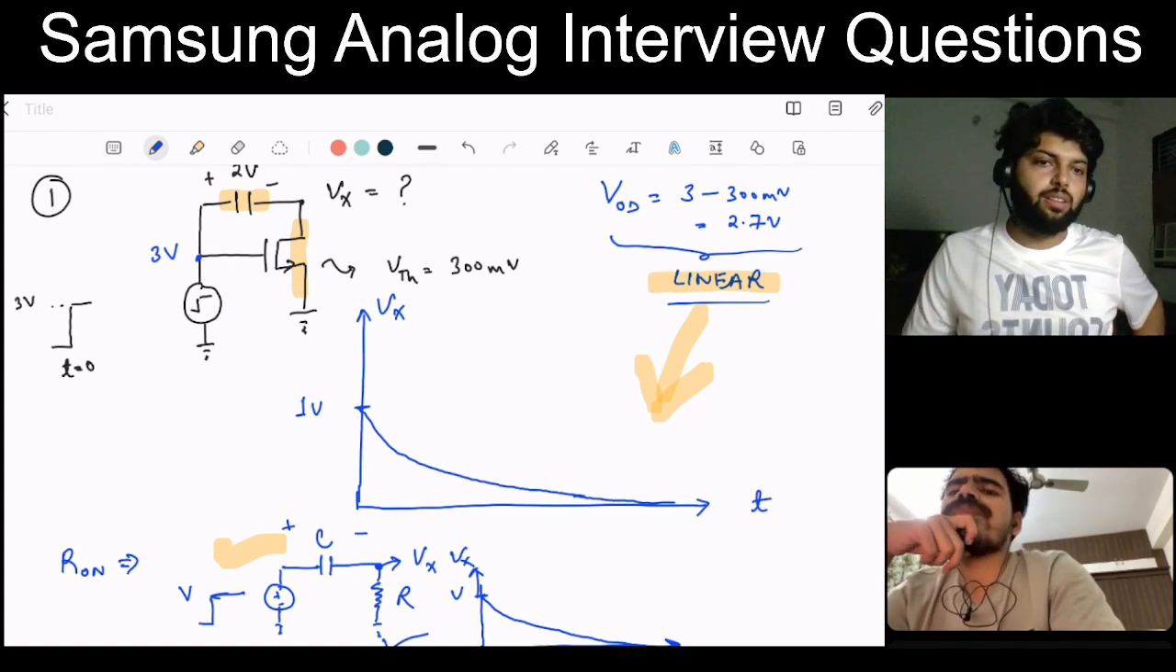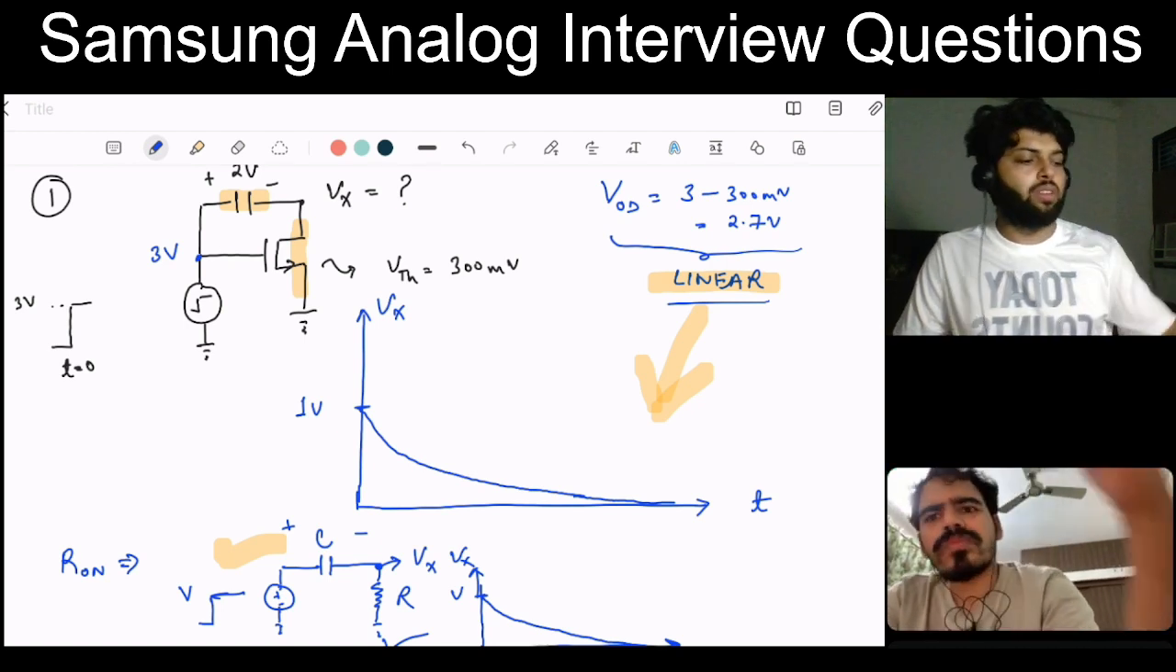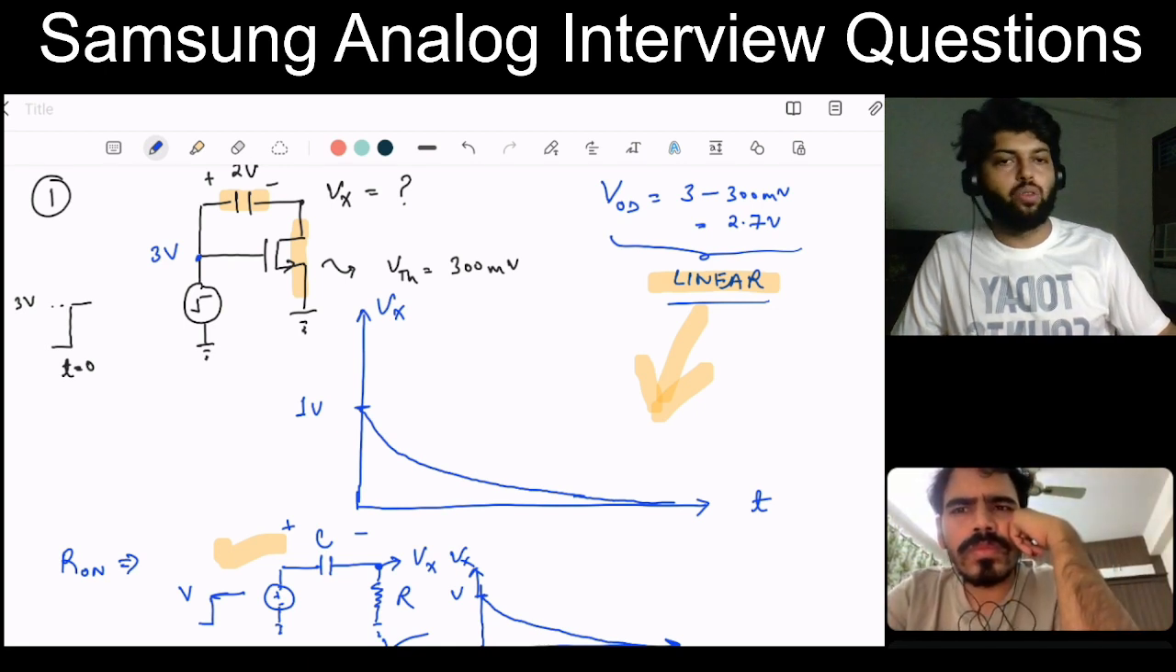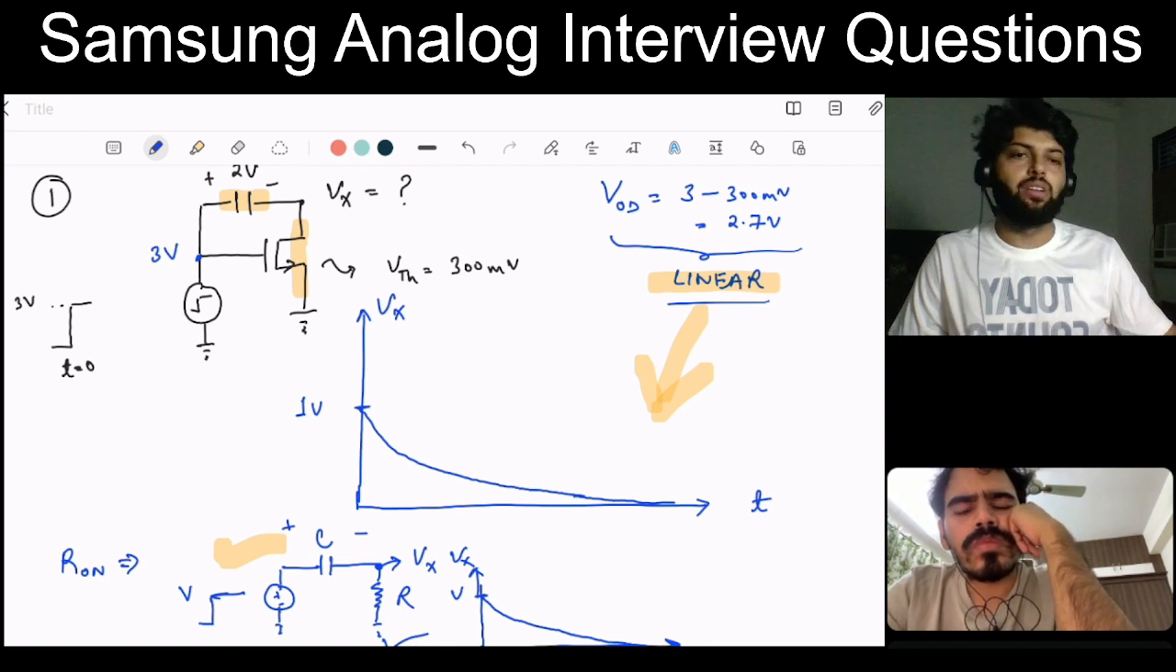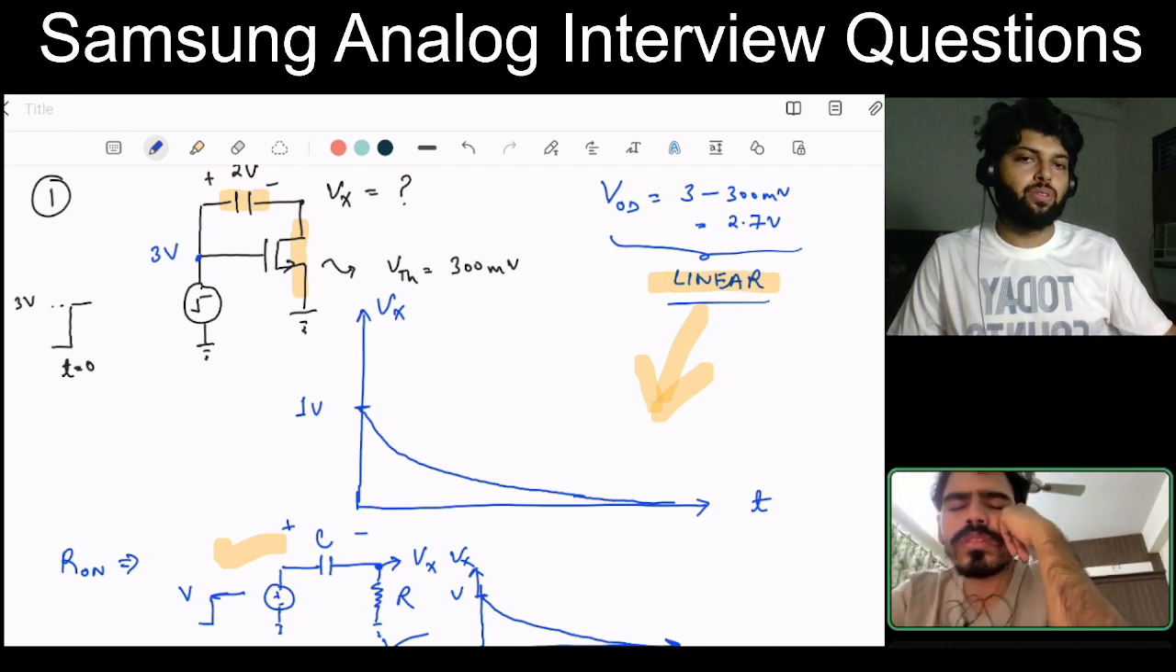There's a difference. Suppose Vx could also go to zero because the switch shorts it, but that's not the case over here. Vx is going to zero because of this high pass filter circuit being made. Yes, okay, got that.